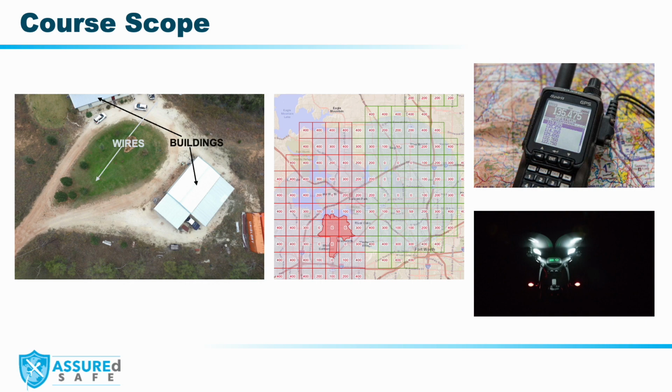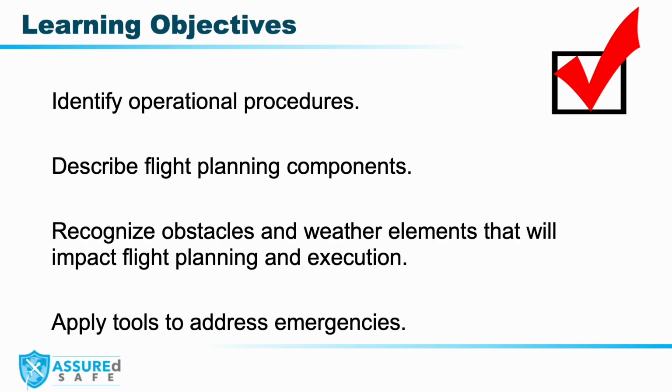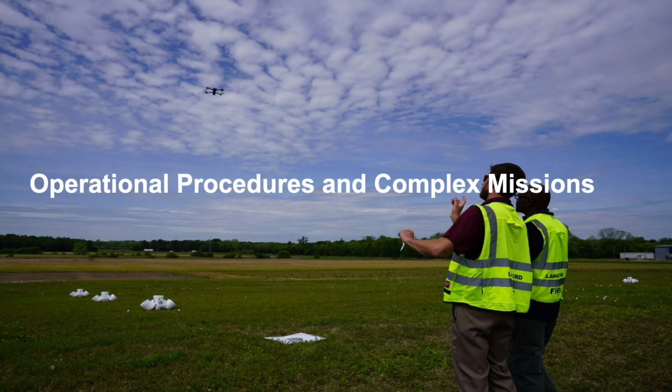In this course, we will cover developing strategies for ethical decision making and compliance along with advanced airspace integration strategies for complex missions. Communication strategies and decision-making during an emergency are key to response operations. The learning objectives for this module include: identify operational procedures, describe flight planning components, identify airspace requirements, apply tools to address emergencies.